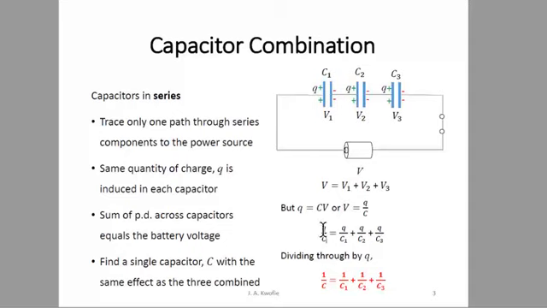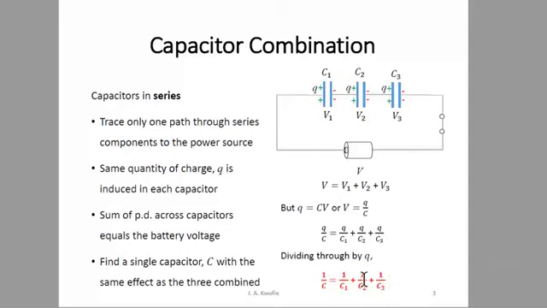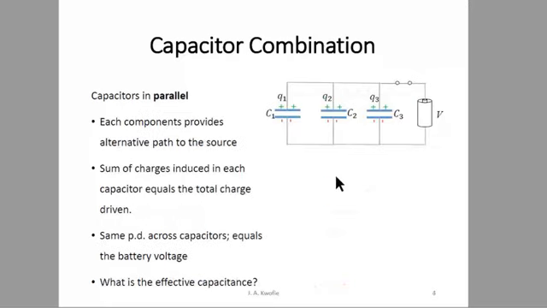We can simplify this equation by dividing through by the quantity of charge, and if we do so, we are going to have this simple equation that can be applied to any number of capacitors in series. So if we have capacitors in series, then we can add their inverses in order to get the inverse of the effective capacitance that can replace this system of capacitors.